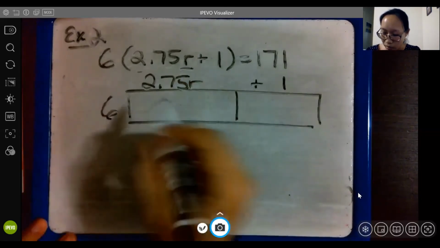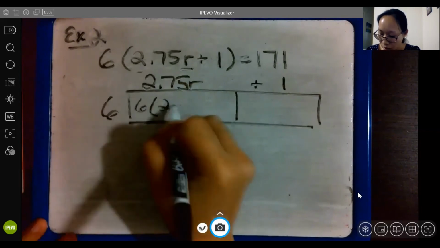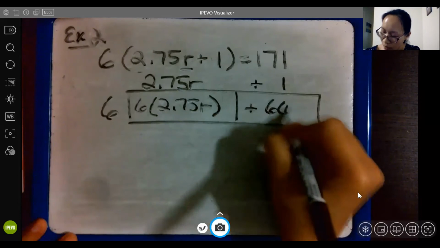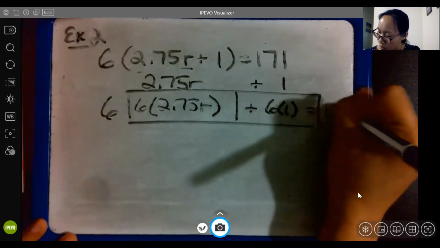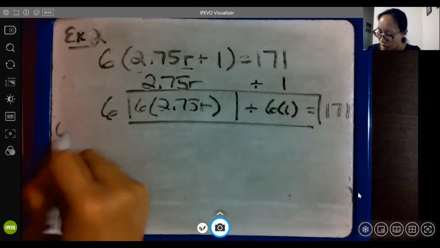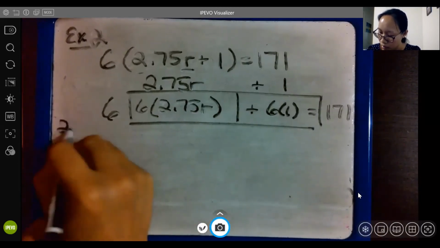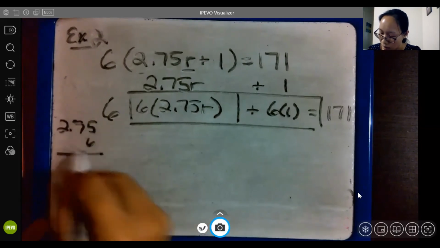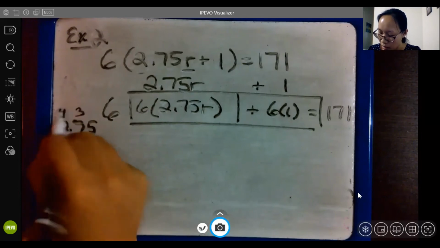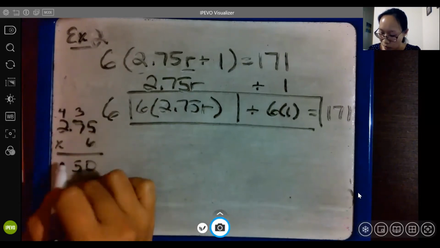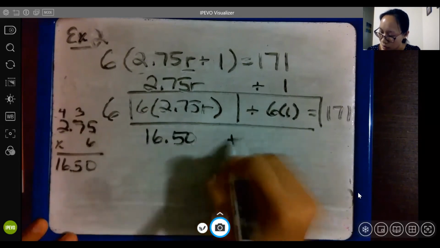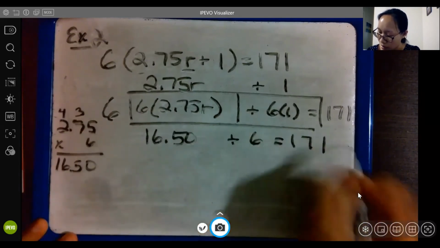And there's 6 people, and so everyone has to pay for the rides, and everyone has to pay the new card fee. And that gives us 171. I can multiply this out. So 6 times 2.75 times R. 6 times 5 is 30. 6 times 7 is 42, plus 3 is 45. 6 times 2 is 12, plus 4 is 16. That gives me 16.50R plus 6 is equal to 171.